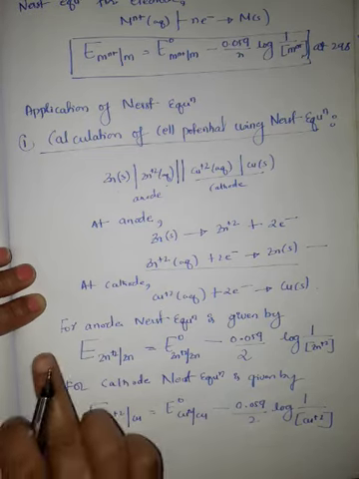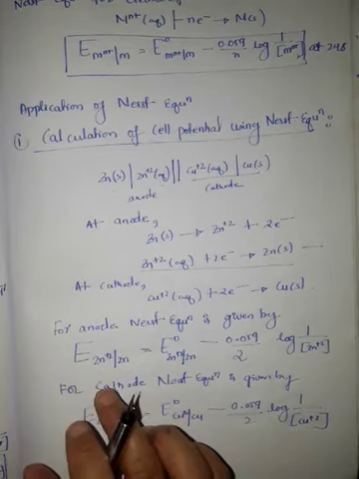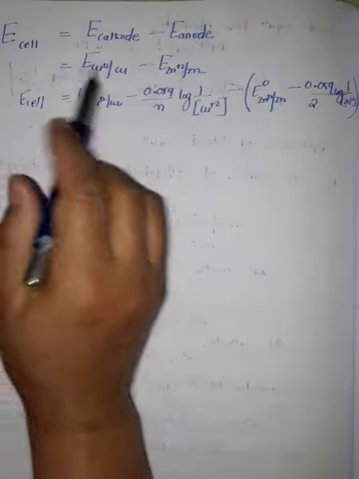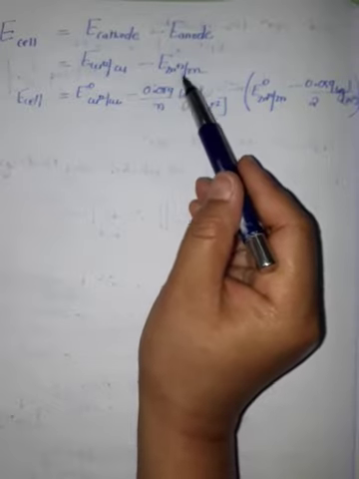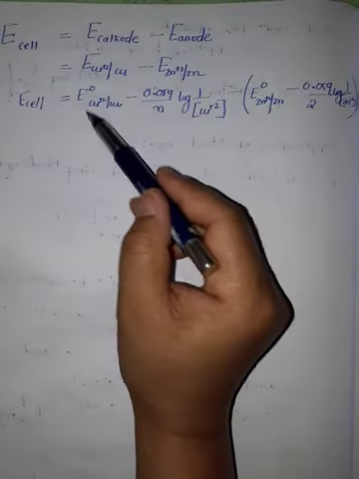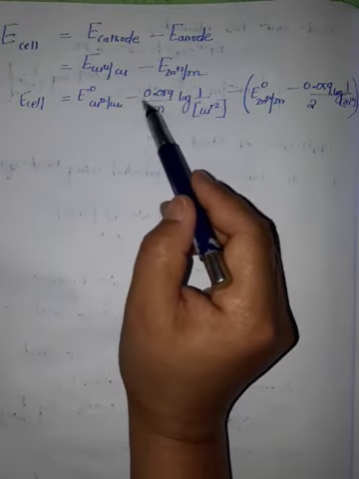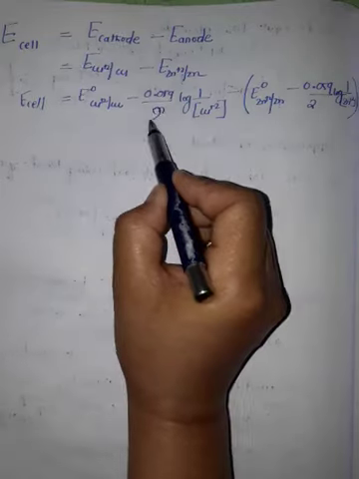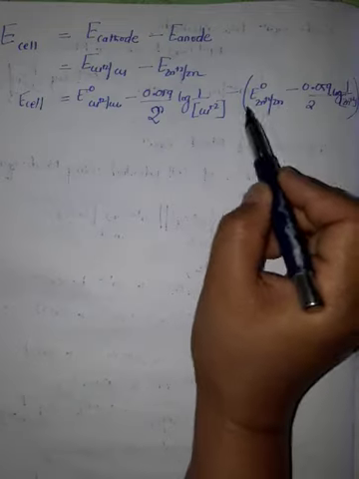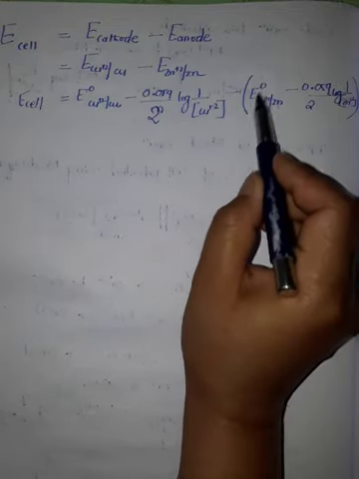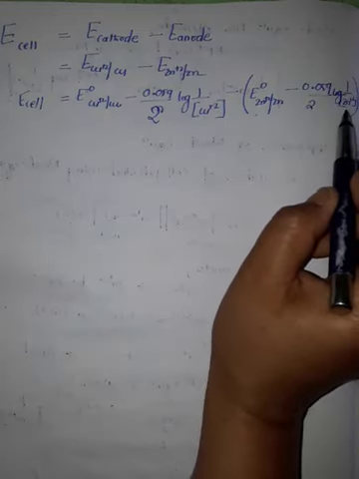Cell potential is the electrode potential of the cathode minus the electrode potential of the anode. E cell is E cathode minus E anode. Your cathode is the copper electrode, and the anode is the zinc electrode. Now what is the electrode potential of copper? Standard electrode potential minus 0.059 divided by 2 log 1 by the concentration of copper ion, and for zinc it is the standard electrode potential of the zinc electrode minus 0.059 divided by 2 log 1 by the concentration of zinc ion.